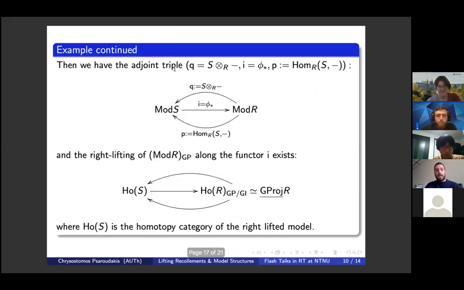Okay. Then we have this adjoint triple coming from the ring epimorphism, right? And then we can show that the conditions that I showed you before are true, and we can get an adjoint triple now between the homotopy categories. Now the interesting thing is that on the right-hand side, the homotopy category of the model that we put on mod R gives us, of course, the stable category of Gorenstein projectives. But on the left-hand side, you don't get the stable category of Gorenstein projectives over S. You get some other triangulated category. Okay. So this was the first result, how we can transfer the model.